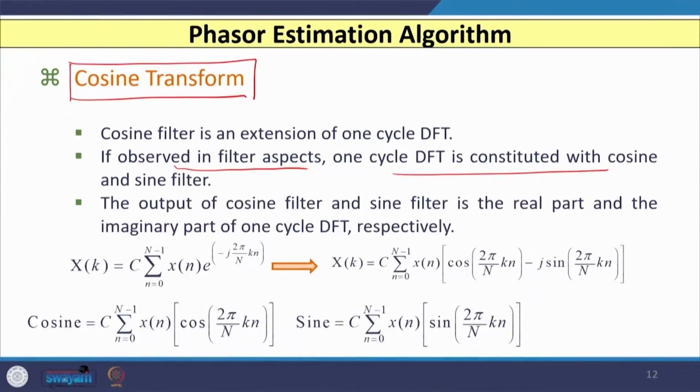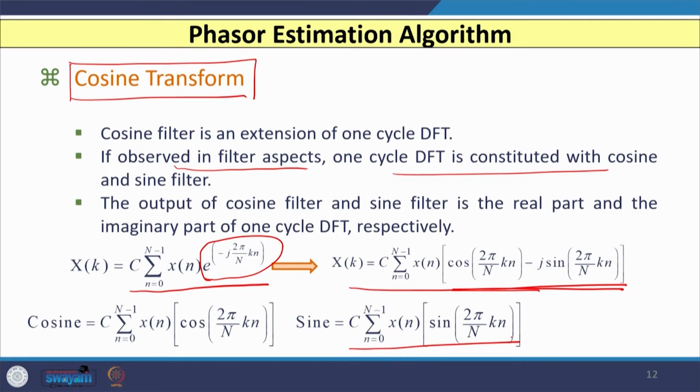This is the equation of the full cycle DFT, and if we write this in cosine and sine terms, it is given by this equation, where we have replaced the e raised to minus j 2 pi by N k n term with cos of 2 pi by N k n and sine of 2 pi by N k n. So, the equation of the cosine filter is sigma x n cos 2 pi by N k n, and the sine filter is given by sigma x n sine of 2 pi by N k n.